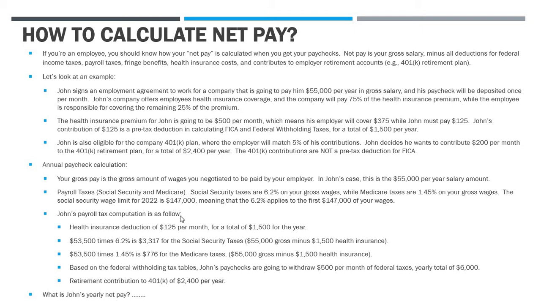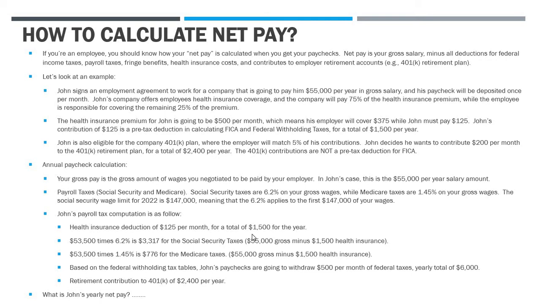Okay, so let's look at John's payroll tax and his net pay computation here. So the first starting point is the health insurance deduction. Remember, John has to pay $125 per month for his health insurance. The total premium is $500. So the employer is covering most of it, but he's still got to pay something. So he's paying $1,500 per year. So that is the first deduction coming off of his annual pay.